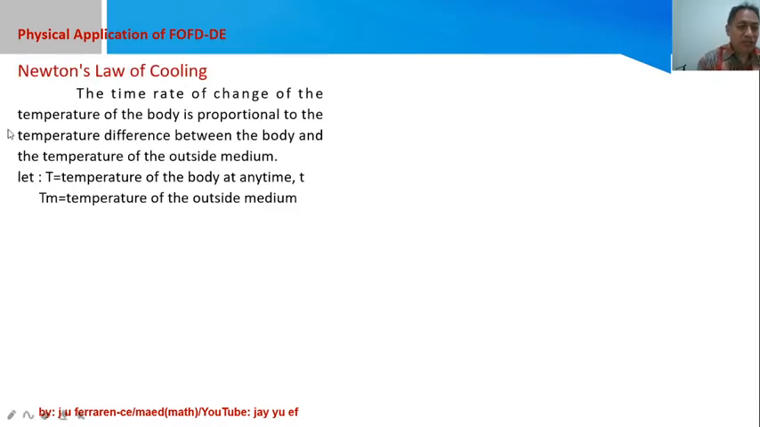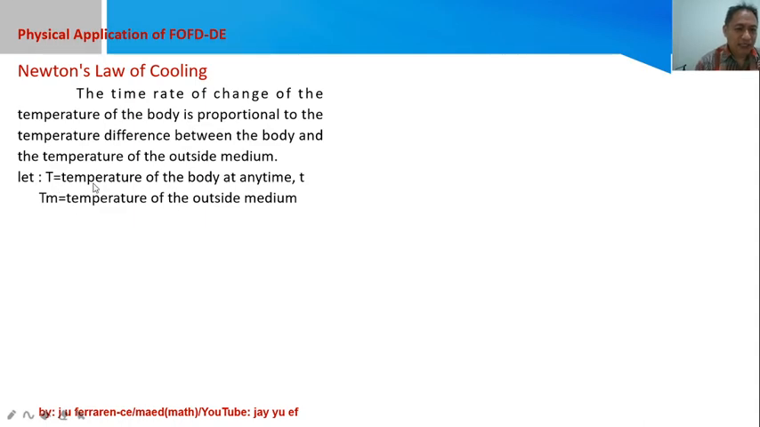So, as a continuation in the application of the first order, first degree DE, we will now be discussing problems involving temperature governed by Newton's law of cooling. The time rate of change of the temperature of a body is proportional to the temperature difference between the body and the temperature of the surrounding.